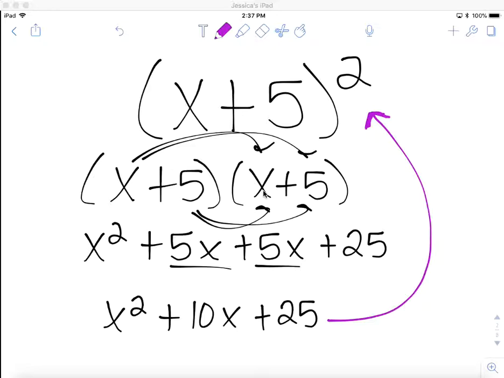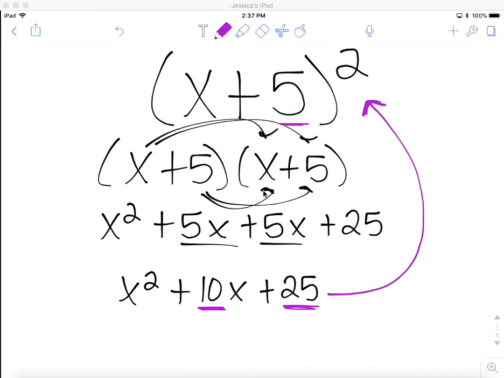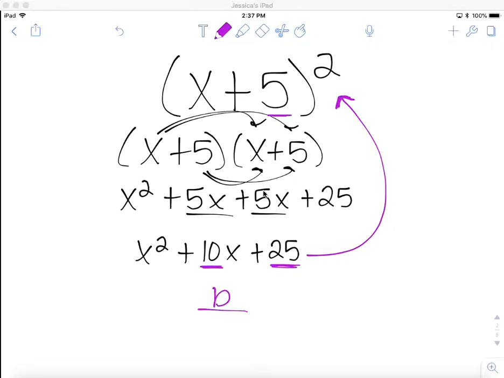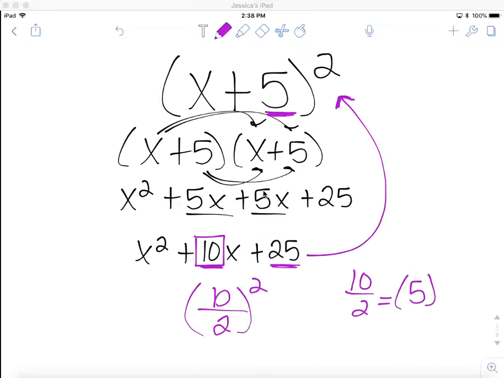So what you want to do is look at the pattern between 10, 5, and 25. And that pattern we are going to use as (b divided by 2) squared. I'll show you what that means in more detail in a second. But if you look, if my b value is 10, 10 divided by 2 gives me 5. That's where this 5 comes from. And 5 squared gives me 25. So we're going to use that pattern throughout the notes today.